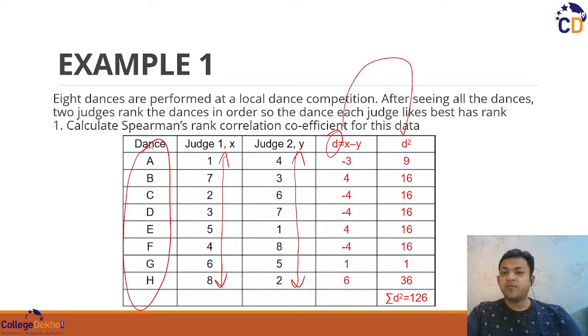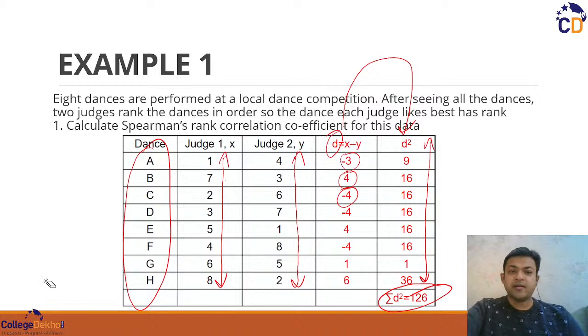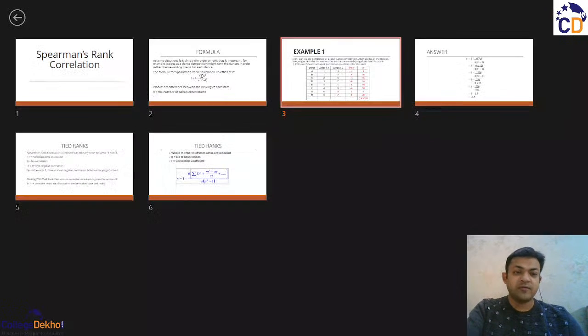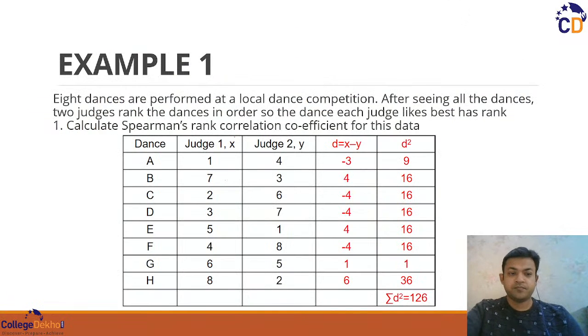Once we find the value of d, we can quickly find d square, which is simply negative 3 to the power 2, 4 to the power 2, minus 4 to the power 2, and so on. As soon as we get the value of d square, we can quickly find the summation of d square, which comes out to be 126. At this stage, we need to remember the numerical value of summation d square and the number of paired observations that we have used so far.